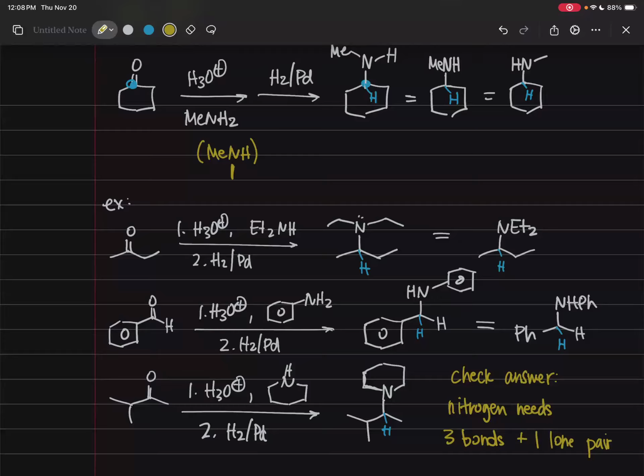So check your answer. Nitrogen needs 3 bonds and a lone pair. I have been naughty and I haven't drawn my lone pairs. Not super required unless you're doing a mechanism of some kind, which we're not really going to talk about. But if your nitrogen has 4 things attached to it, it's got to have a positive charge. And so that's not going to happen when you do this chemistry. So make sure your nitrogen has 3 things attached to it.